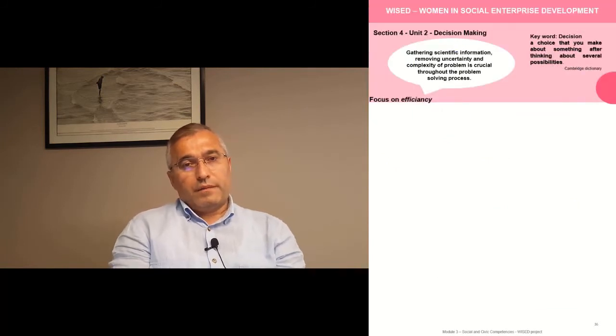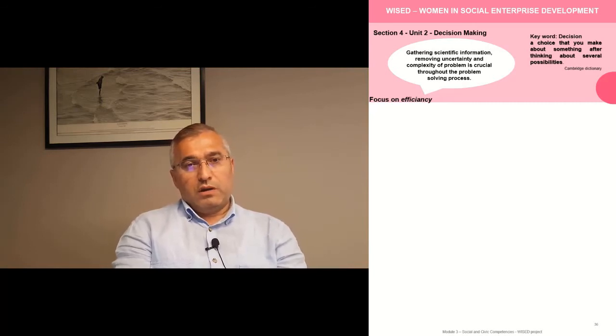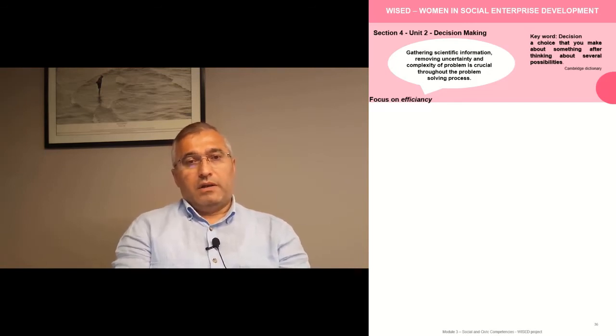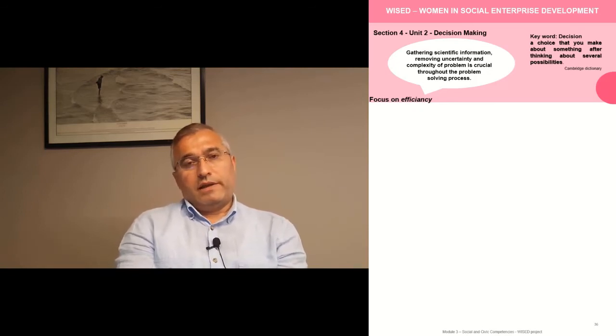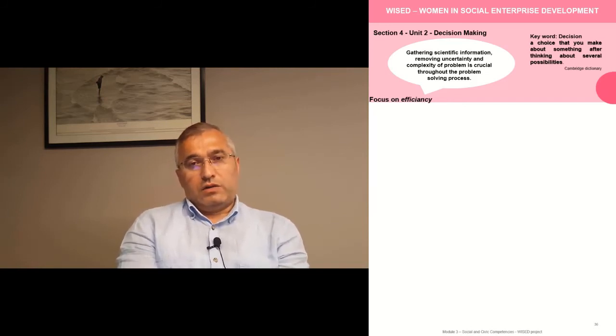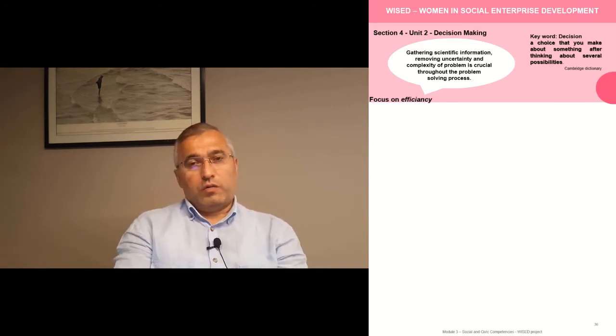And decision making. Gathering scientific information, removing uncertainty and complexity of the problem is crucial throughout the problem-solving process. As I said, the steps of decision making and problem solving are similar. A decision is a choice that you make about something after thinking about several possibilities. Again, as in problem solving, we have the steps of creating and developing alternative solutions, and among them we have to pick the best solution that may help us make the decision or solve the problem.